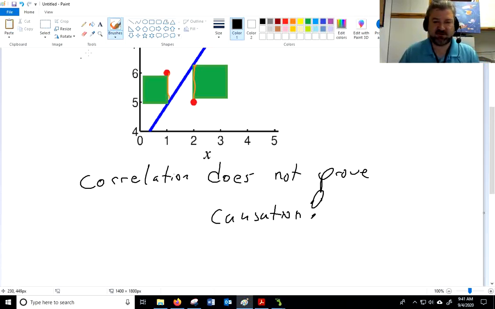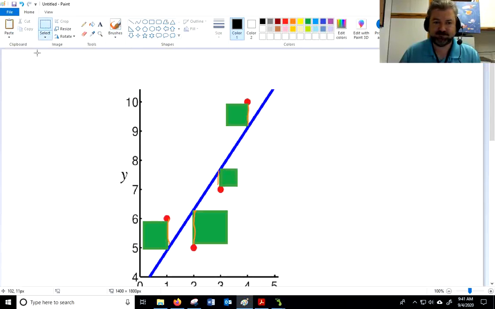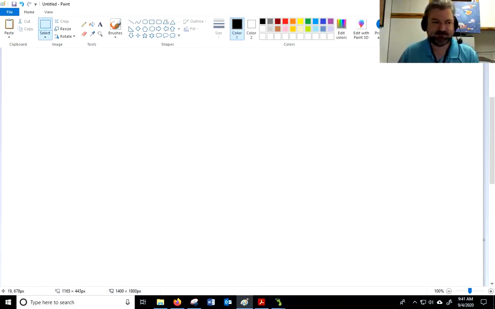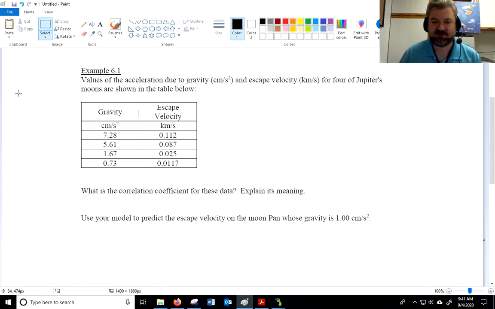Okay, let's take a look at an example. Let me just clear all this out first. All right, I have values of acceleration due to gravity in centimeters per second squared, and the escape velocity in kilometers per second for 4 of Jupiter's moons as shown in the table below. What I'd like to find is the correlation coefficient for this data.